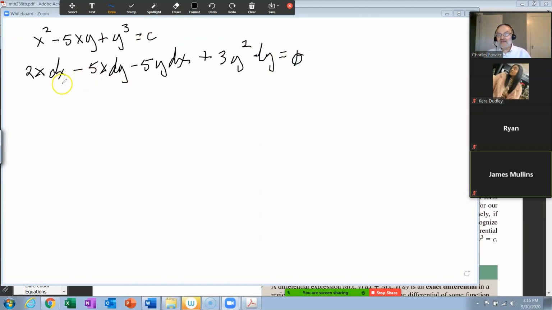Okay, now let's get all the dx's together and all the dy's together. The two dx terms are these, and that will give you (2x minus 5y) dx.